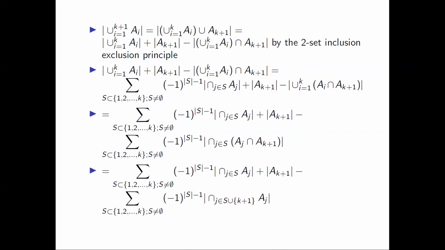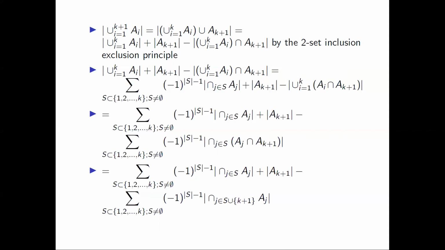Now we can continue trying to simplify this in a way to get it to the other side of the inclusion-exclusion principle equation. And we again do not change the first sum. So we leave that first sum as is. We also do not change the term, the cardinality of A of k plus 1.